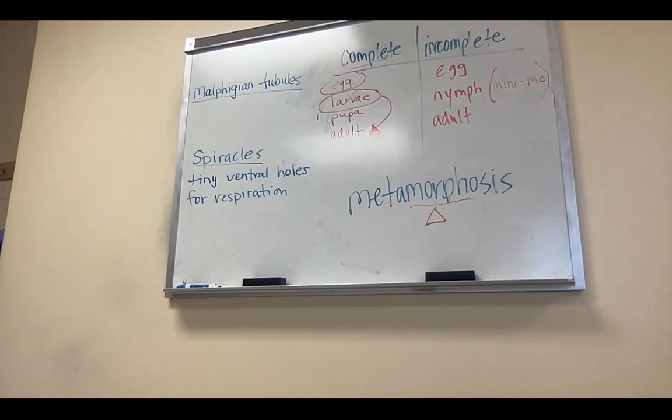Cnidarians have two basic body types, a medusa and a... What is it? Tell me my options. Okay, larva. Is larva right? No. Tentacle? No. Polyp? Yes. Okay, so there's medusa form and polyp form.